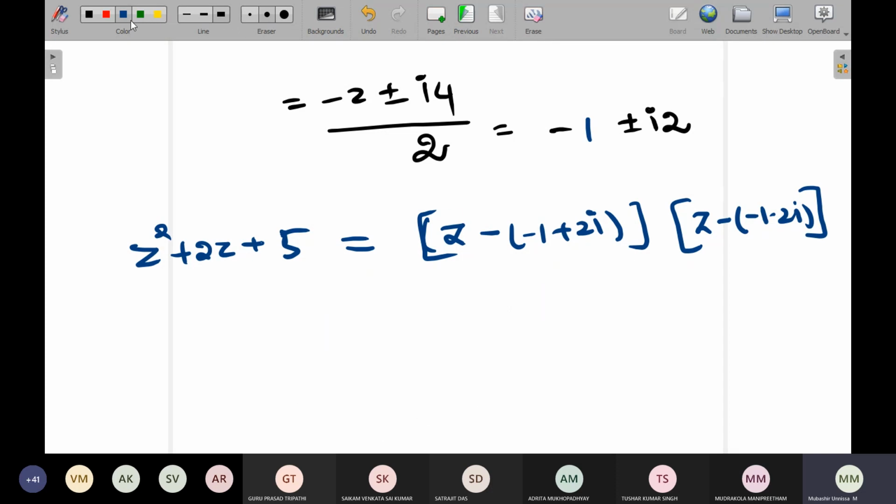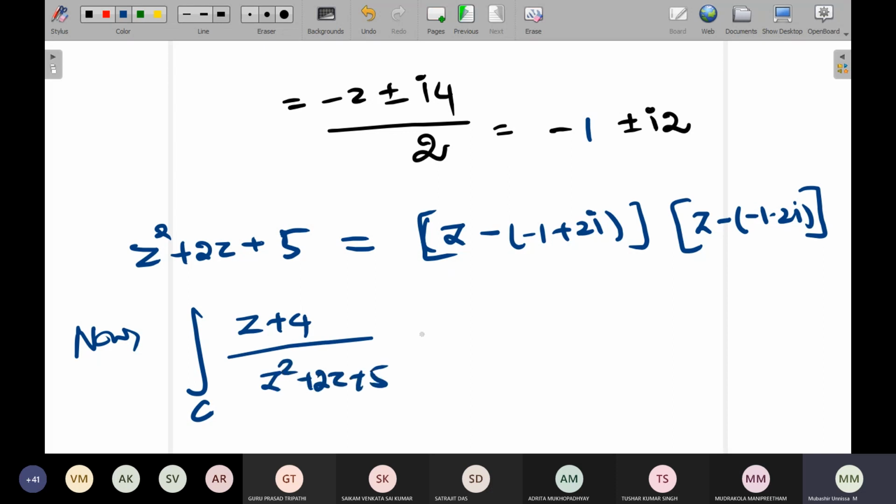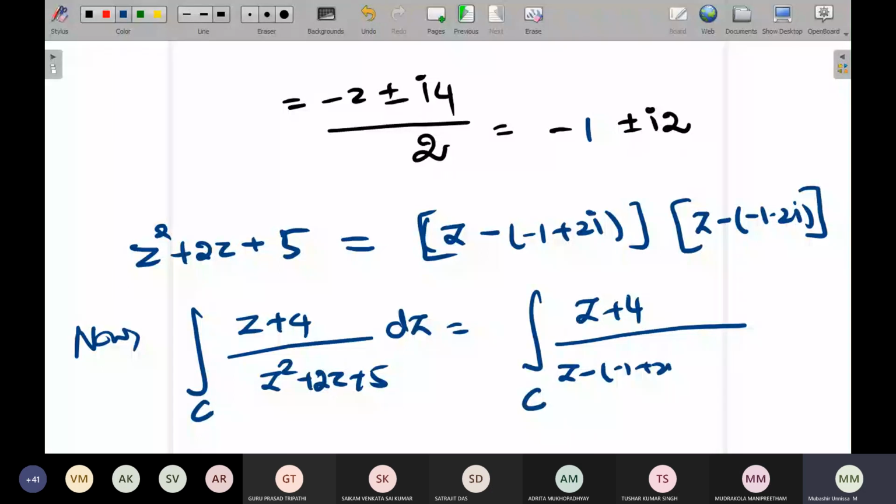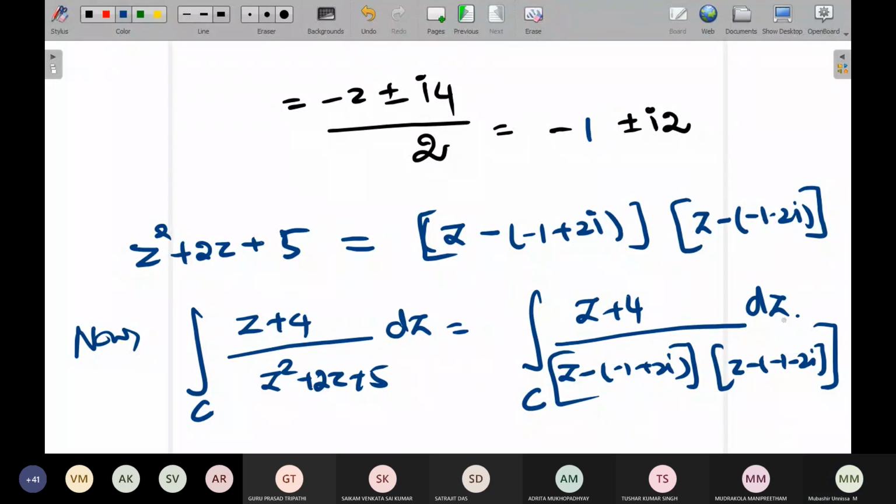Now what will happen to your integral? Let us check with the integral. Now what is your integral? Integral over c z plus 4 divided by z square plus 2z plus 5 into dz. You can rewrite this as integral over c z plus 4 divided by z minus of minus 1 plus 2i into z minus of minus 1 minus 2i into dz. Is this in the form of f of z divided by z minus a? No. So you have to use partial fractions and split the terms. Then only we can apply Cauchy integral theorem.